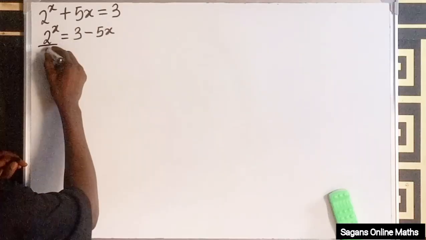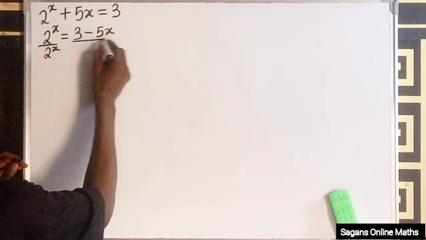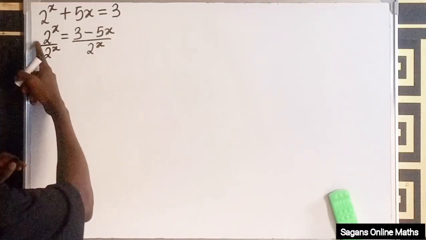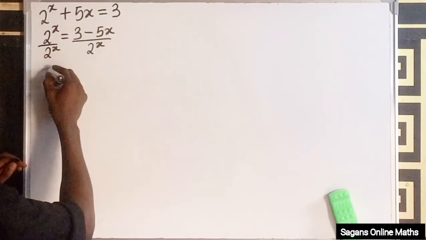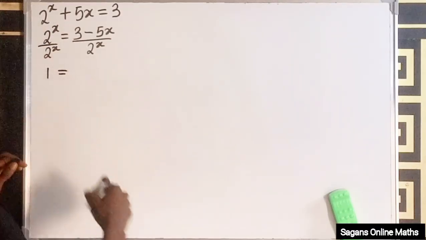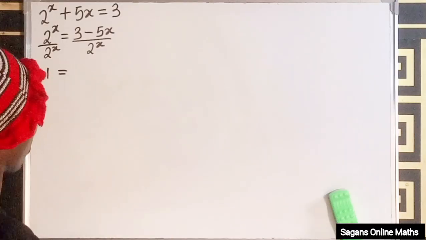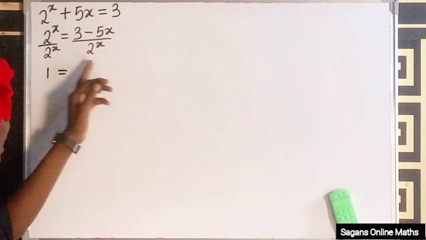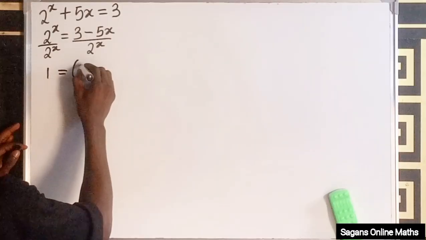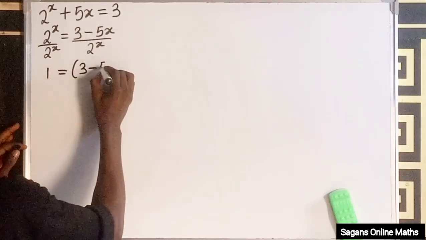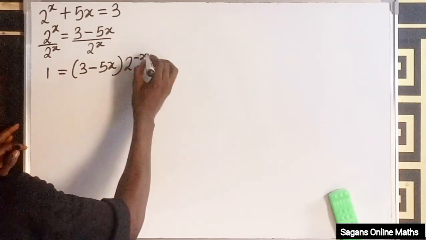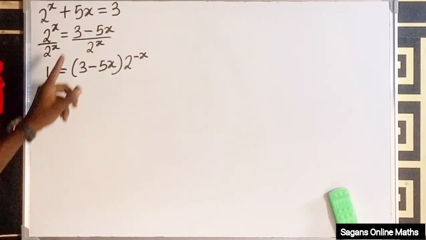So if we divide here by 2 raised to the power of x, and divide the whole of this by 2 raised to the power of x, you all agree that 2 raised to the power of x divided by 2 raised to the power of x is just 1. Now, by obeying the properties of indices, you all agree that I can also write this as 3 minus 5x, then multiply by 2 raised to the power of minus x. If you really obey the properties of indices, you will know what happened here.